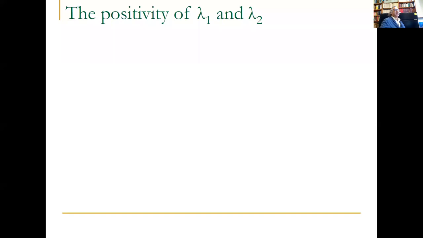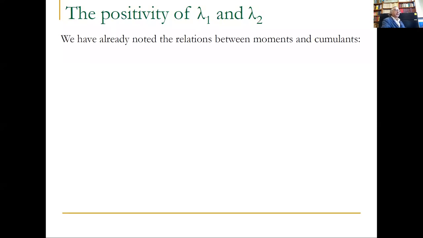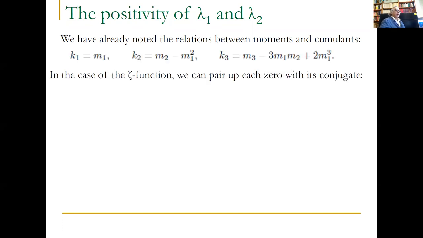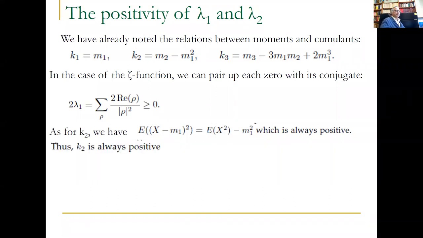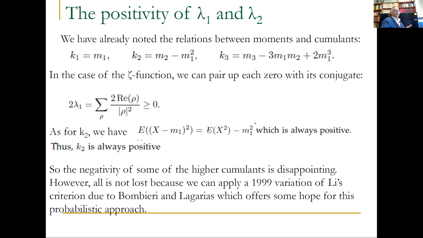The positivity of lambda one and lambda two are easy to see. We already know the connection between moments and cumulants. In the case of the zeta function, the lambda one coefficient, remember, boils down to the summation of one over rho. In that summation, you pair up rho with rho bar, and then you end up getting that lambda one is two times the real part of rho over mod rho squared, which is obviously positive. So it's easy to see the first Lie coefficient is non-negative in this case, and for most all zeta functions you can probably do this. As for k2, remember that k2 was related to the variance, and therefore it's always positive. So lambda one and lambda two are positive for the Riemann zeta function.